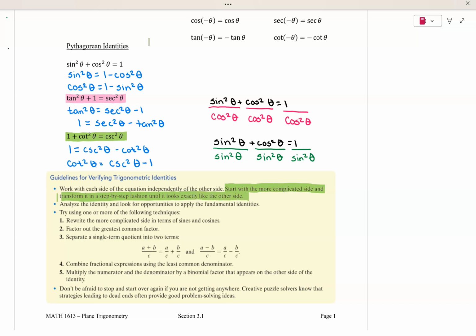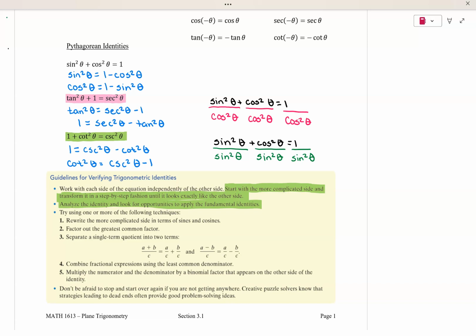We are not solving these equations, we are verifying them. So the goal is to get one side to look like the other side. Okay? So we have to analyze and identify and look for opportunities to apply those fundamental identities. Okay? And here are some steps that you can use.